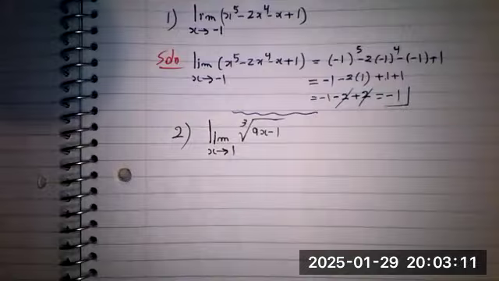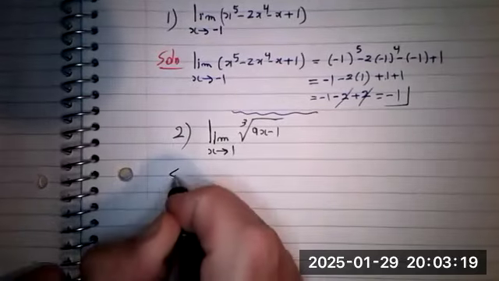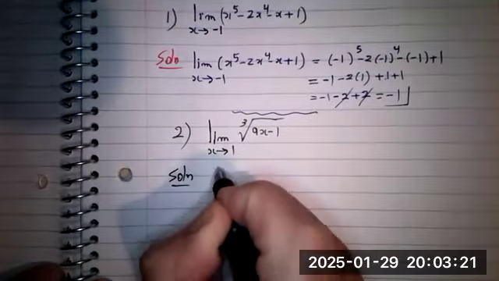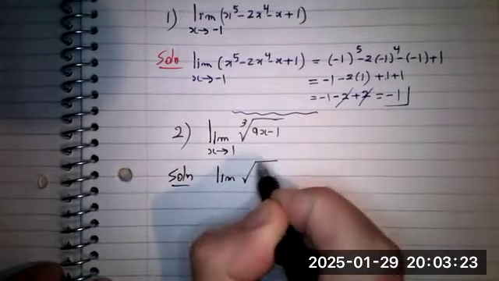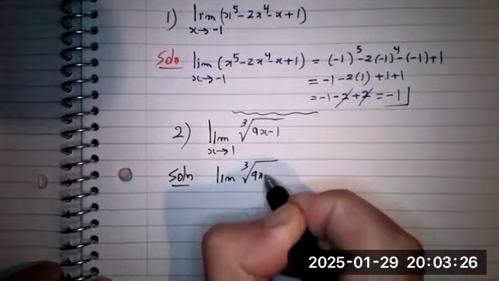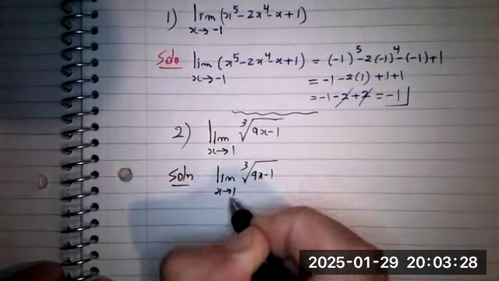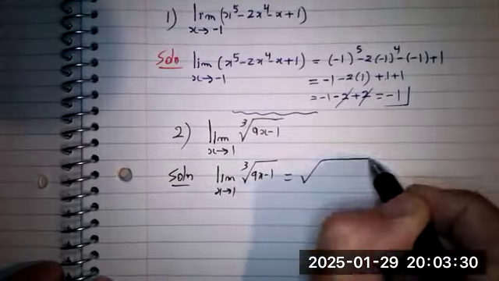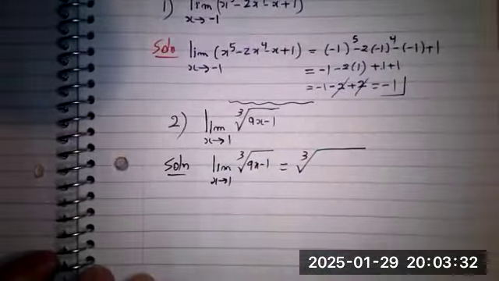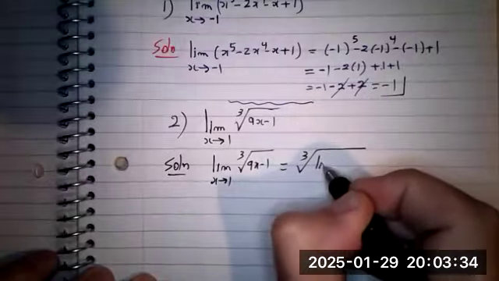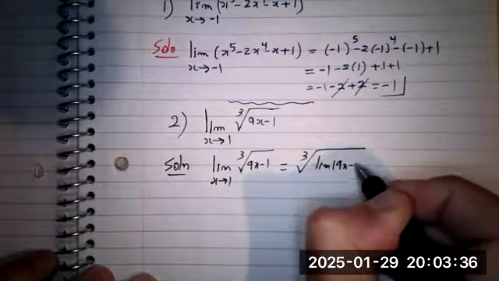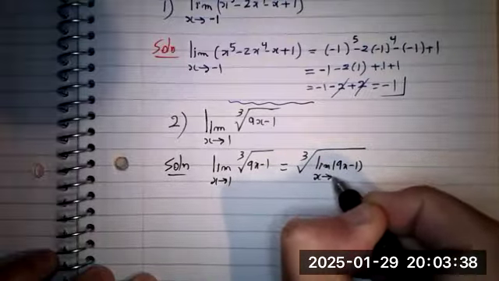So what type of function is inside? Polynomial. Direct substitution gives you the result. Solution. We say the limit of the cube root of 9x minus 1, x goes to 1, is the same as the cube root of the limit of 9x minus 1, x goes to 1.